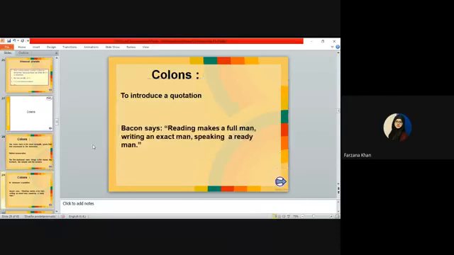The other use of colon is to introduce a quotation. For instance, you can say, Bacon says, and then there is a colon, and then there is the direct statement of Bacon: reading makes a full man, writing an exact man, speaking a ready man. Well, to introduce a quotation, after placing the name of the person, we usually place a colon and after that the exact statement of the person.